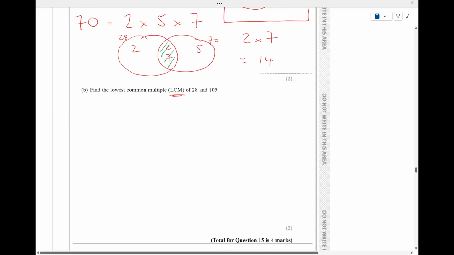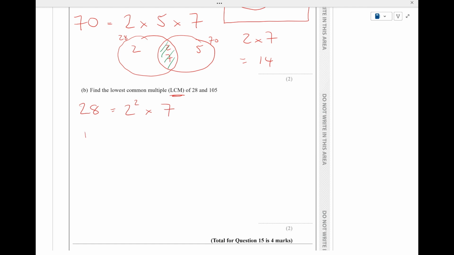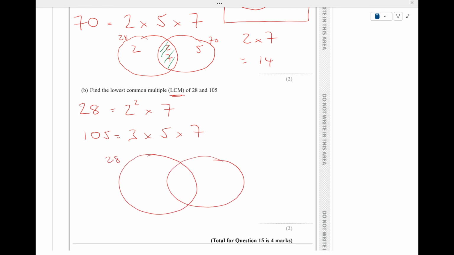Now let's do a similar process here. Now I've already worked out 28 as a product of primes, and I can use my calculator to work out 105 in prime factors. 3 times 5 times 7. So now I'll do my Venn diagram again. 28, 105. 28's got 2 squared there. 105's got a 3. 105's got a 5, and they've both got a 7.